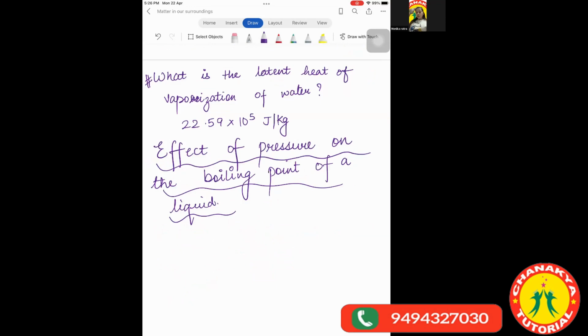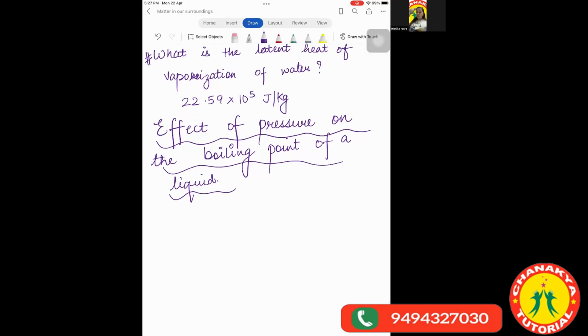For example, water boils at 373 Kelvin at sea level, where the pressure is 1 atmosphere. Whereas on mountains, it boils at a lower temperature, where the pressure is less than 1 atmosphere. Am I making it clear? Because a question related to this comes, I'll discuss the question also. So, if the pressure increases, the boiling point also increases. If the pressure decreases, the boiling point decreases.